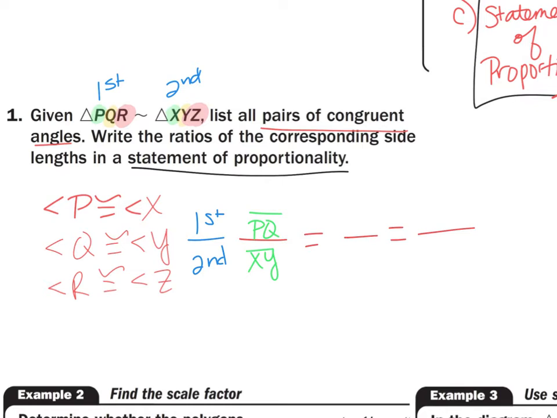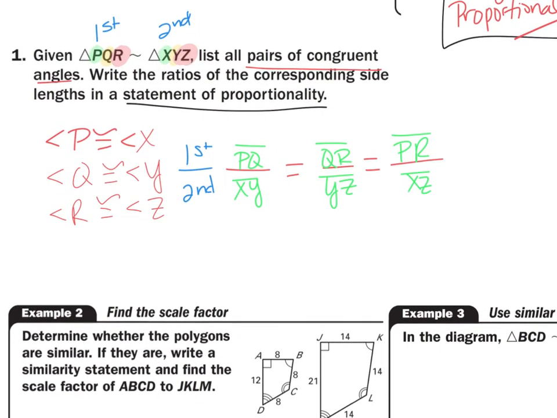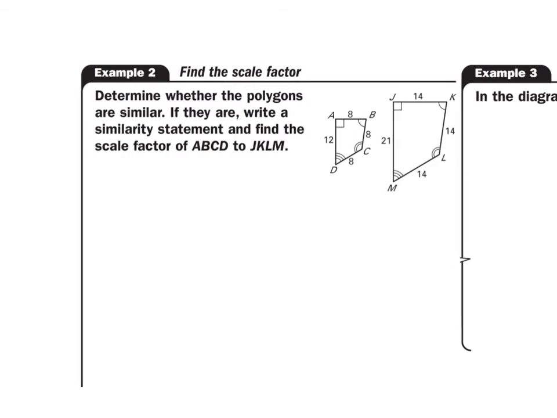Then let's do the side QR. That would be proportional with YZ. And the last one would be PR, and that would be congruent, or similar, I shouldn't say congruent, proportionate or similar to XZ. Okay, so that's all they want from us on that problem. Let's go ahead and move on to the next one.